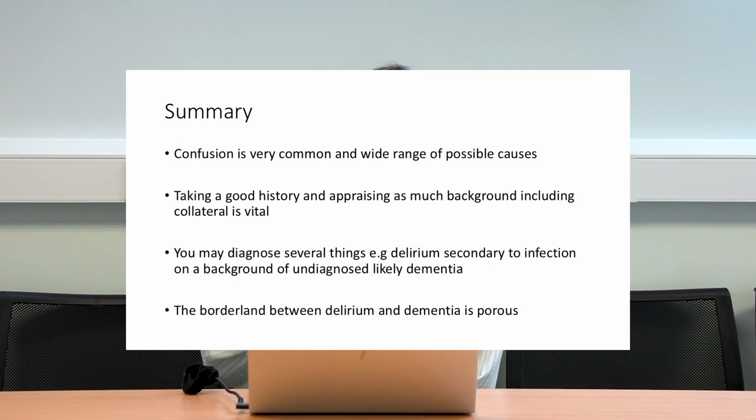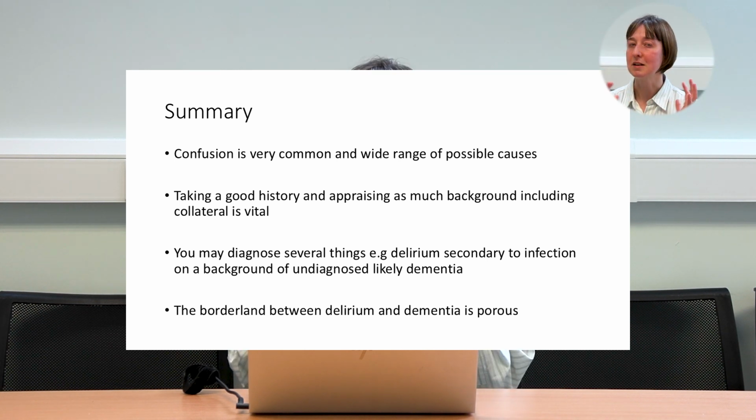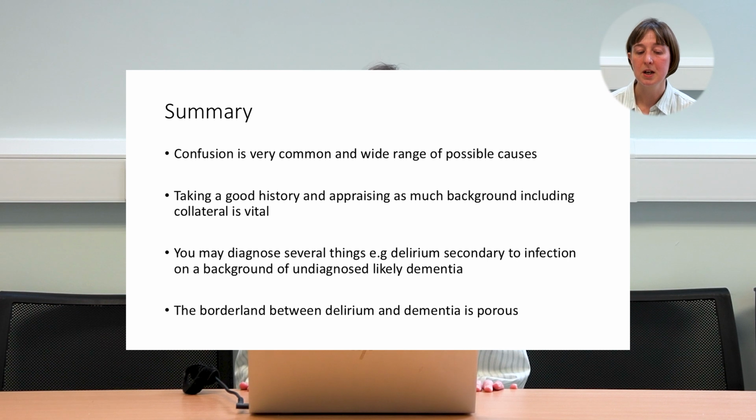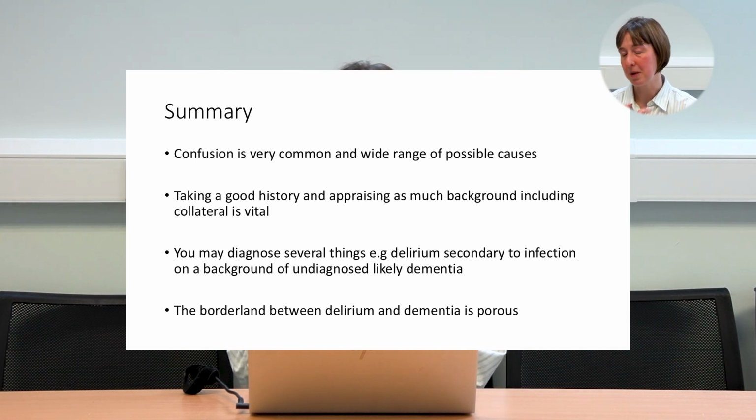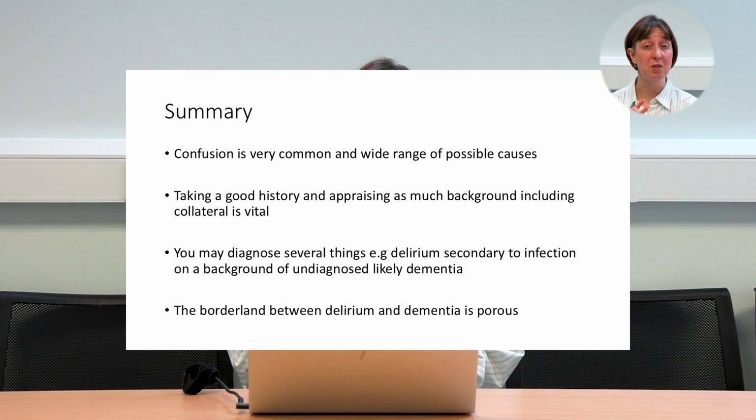So confusion is really common. There's a very, very wide range of causes, but the basic structure of assessment, of collateral history, of basic examination, and being able to adapt your examination to what the patient can tolerate is important. You can diagnose several things. So you might diagnose that somebody has a delirium on the background of a pneumonia, on the background of a probable dementia, which is undiagnosed, for example.